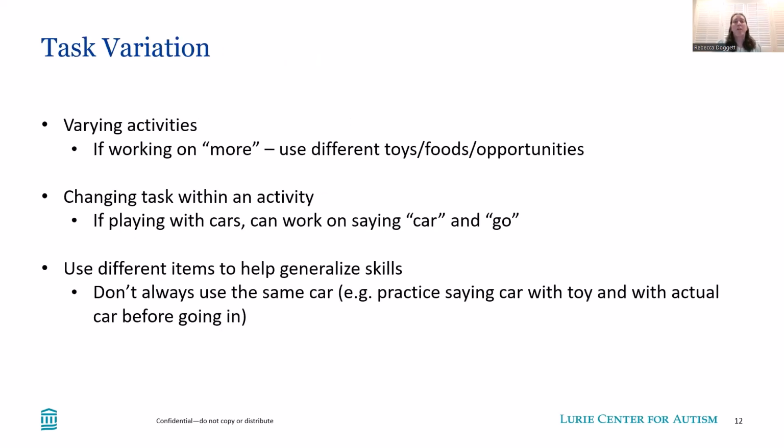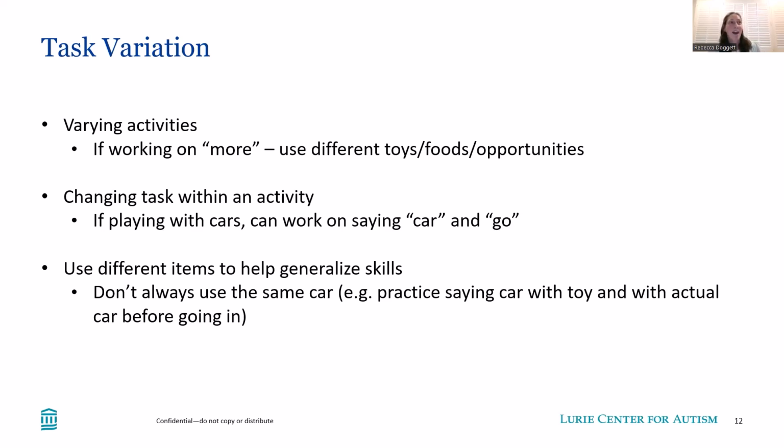We also want to vary the way that we present different opportunities for social communication skills. So if we're working on supporting a child in developing their vocal repertoire, we want to do this in different ways. So not just in the context of foods or snacks. That's a really common way to increase that particular request. But we want to use it in different ways with toys.